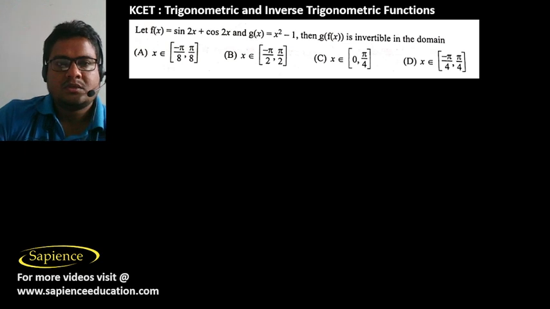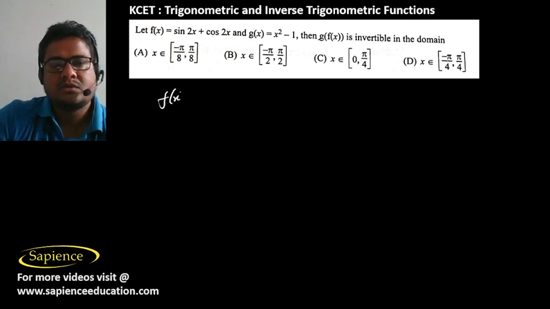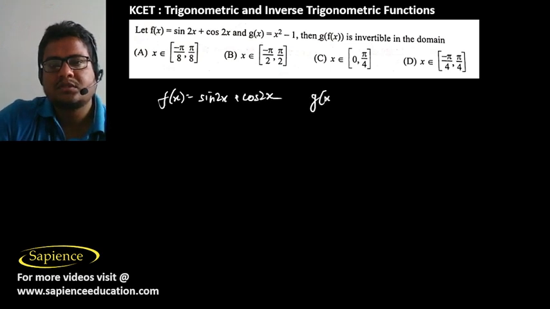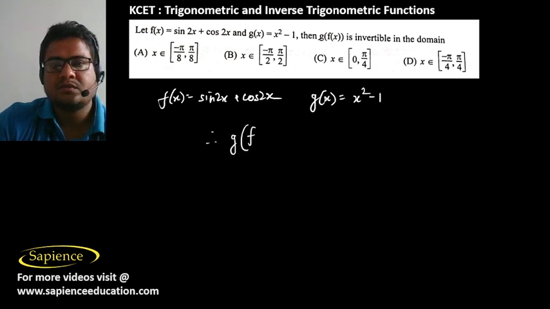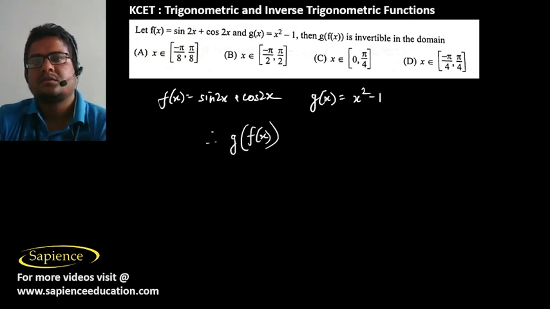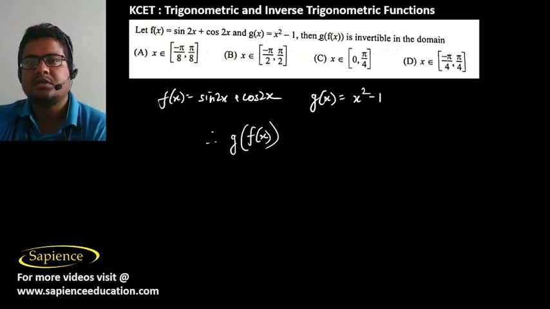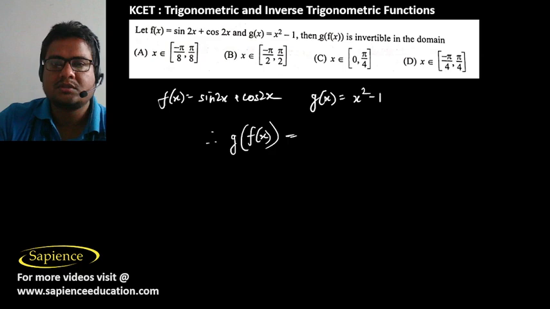Then here it is told, let f of x equals sine 2x plus cos 2x, and g of x equals x square minus 1. Therefore we have to find where g of f of x is invertible in the domain. So g of f of x is a composite function.